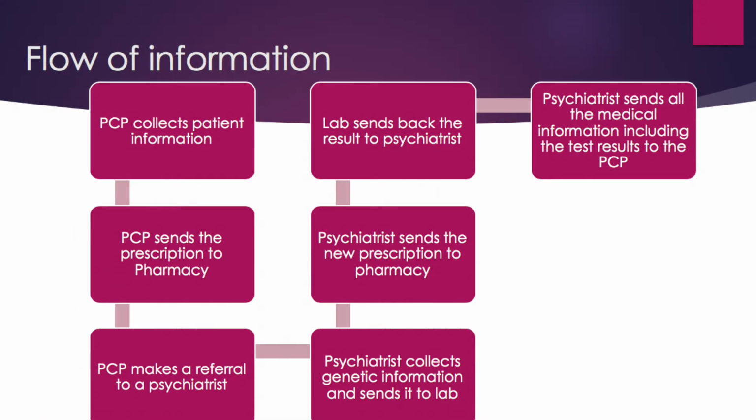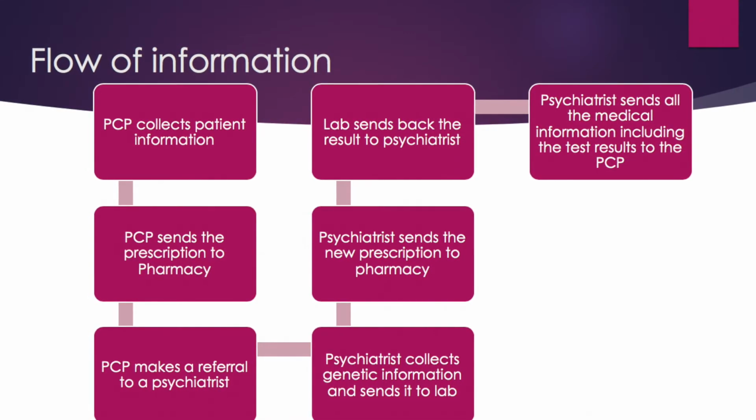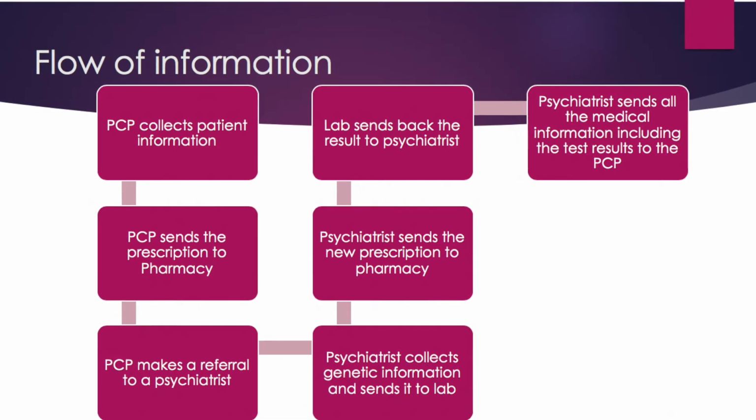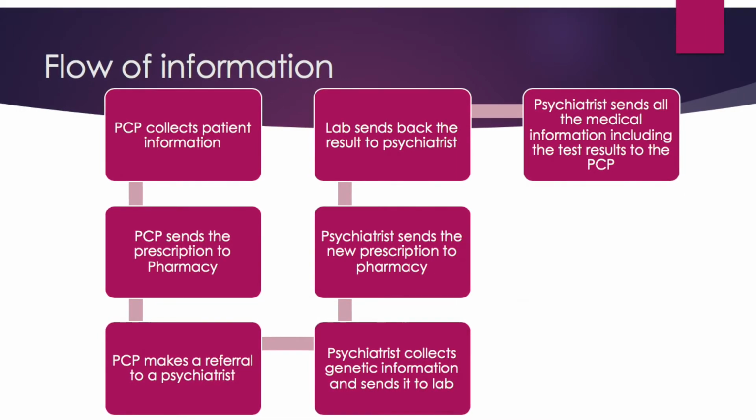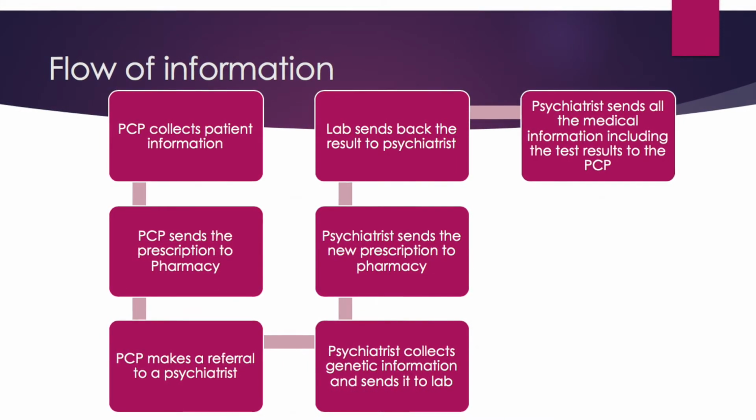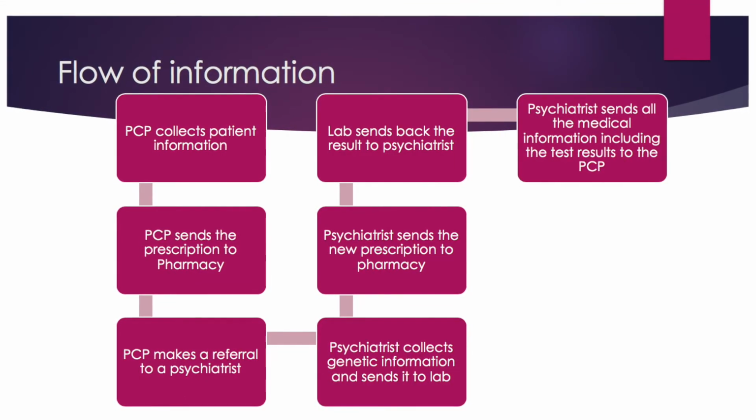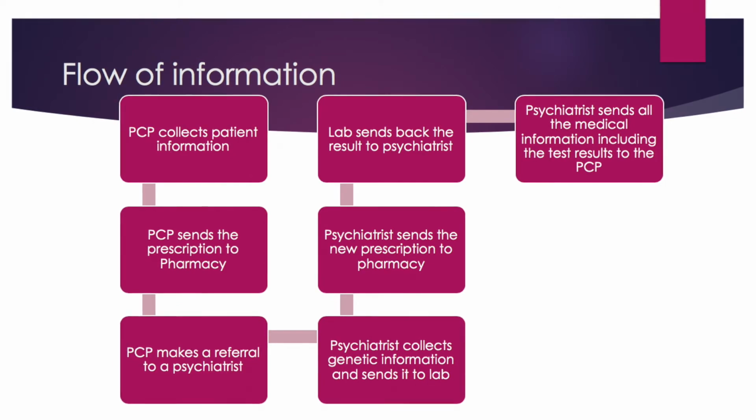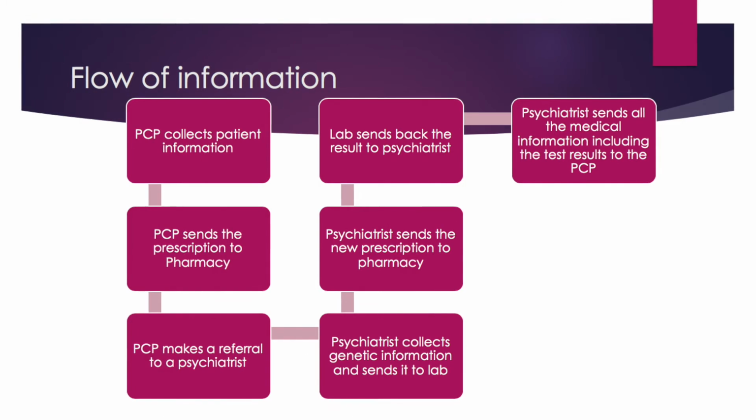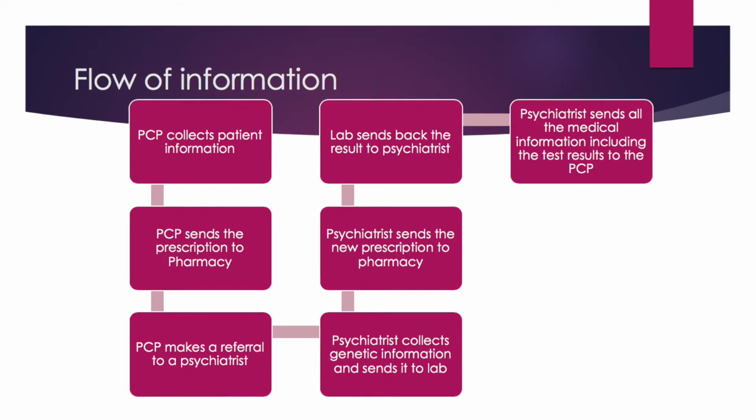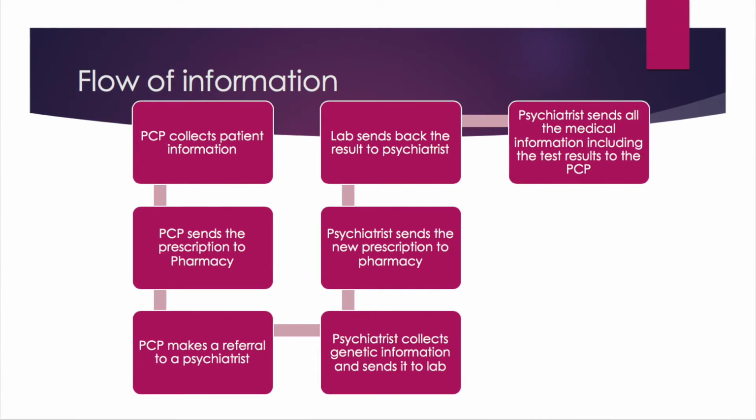This is the flow of information between multiple actors in this case. PCP collects patient information. PCP then sends the prescription to the pharmacy. PCP makes a referral to a psychiatrist. The psychiatrist collects genetic information and sends it to the lab. The psychiatrist then sends the new prescription to the pharmacy. The lab sends back the result to the psychiatrist, and the psychiatrist sends all the medical information, including the test results, to the PCP.